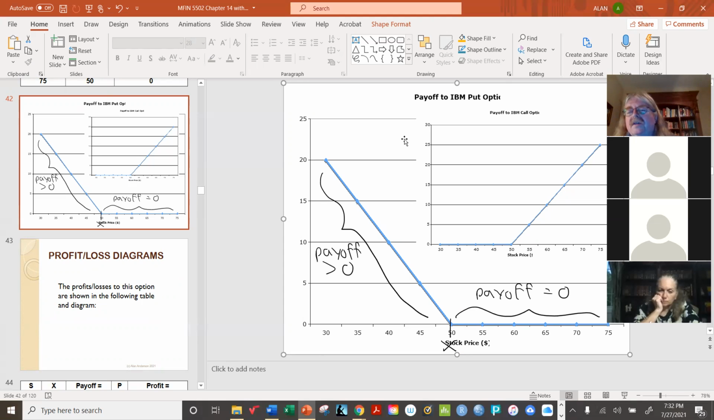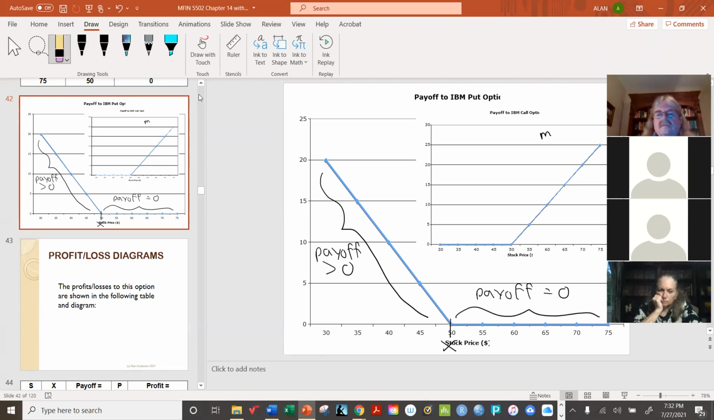Now, the one way in which they're different, though, is that unlike with the call, where the payoff has no maximum, with a put, there's one thing that prevents the payoff from being unlimited. What is it? What do you think? Why doesn't this go up forever like it does over here?